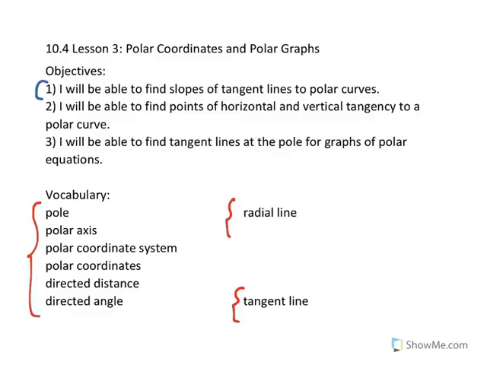So we just looked at an example for objective 1. You'll be able to find slopes of tangent lines to polar curves. We found dy dx for a given polar equation by first rewriting it as a set of parametric equations and then using the parametric form of the derivative. And then once you have that, you can use that to find slopes of tangent lines to the polar curve at various points on the polar curve.